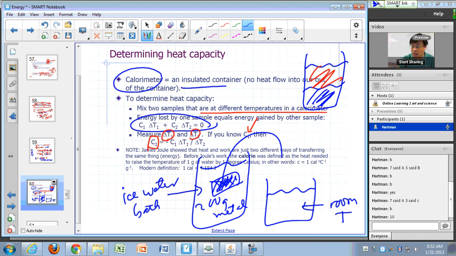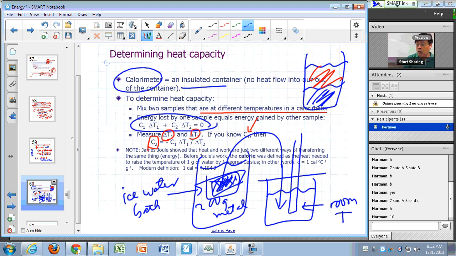You're going to fish it out. To make sure it doesn't get wet, you put it inside a Ziploc bag. Fish it out, take it out of the Ziploc bag, and then drop it into your calorimeter, in your styrofoam cup with the room temperature water, and you monitor the temperature.